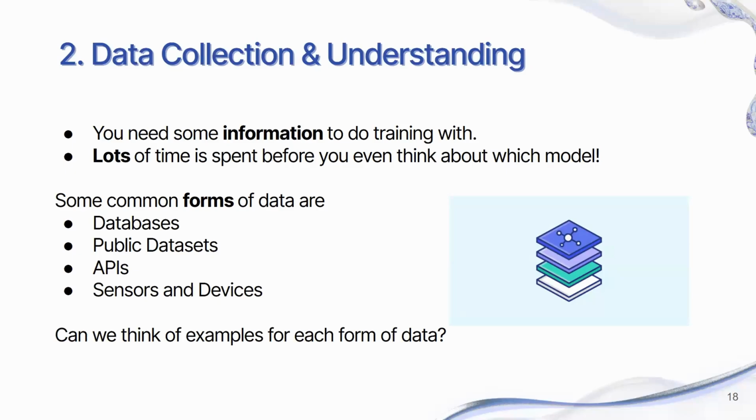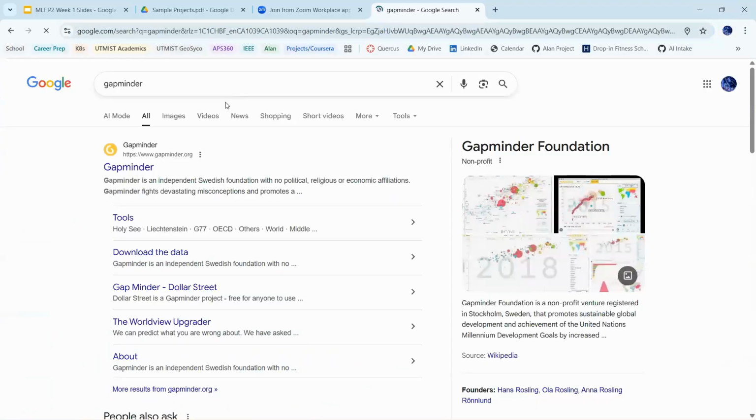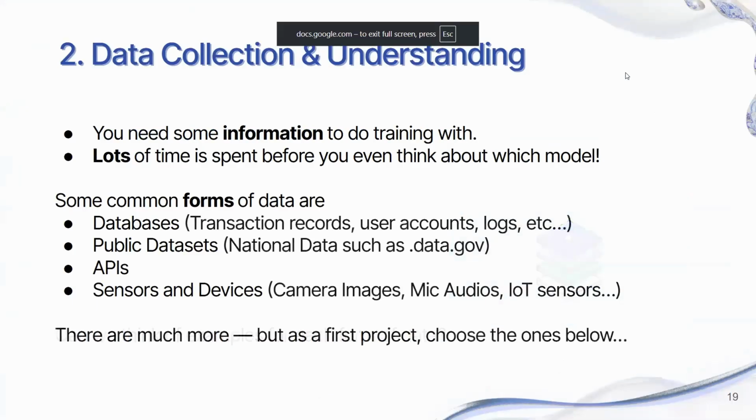How about for public data sets? Or how about for sensors and devices? Can anyone think of any ideas? How do you spell that? Yes, so our friends like Gapminder, that's also an example.